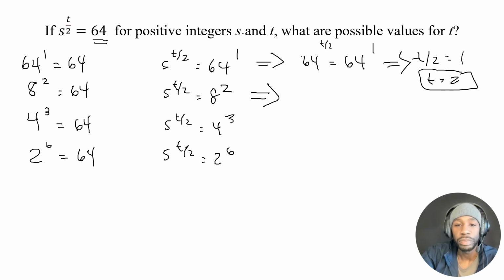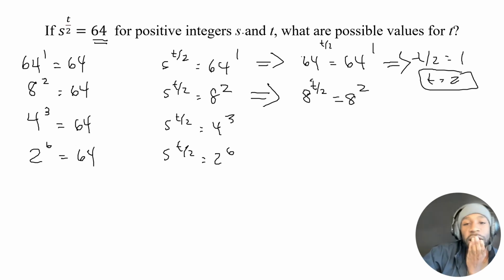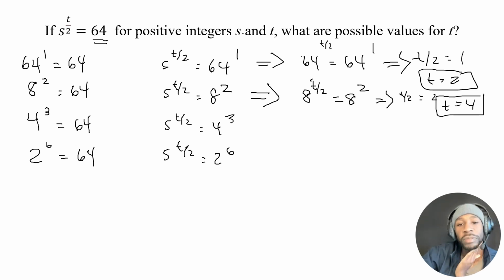And then here, if we set these equal to each other and we let s be the positive integer 8, 8 to the t over 2 equals 8 squared. Then we could say t over 2 equals 2, which would make t equal to 4. Then let's do the next one.